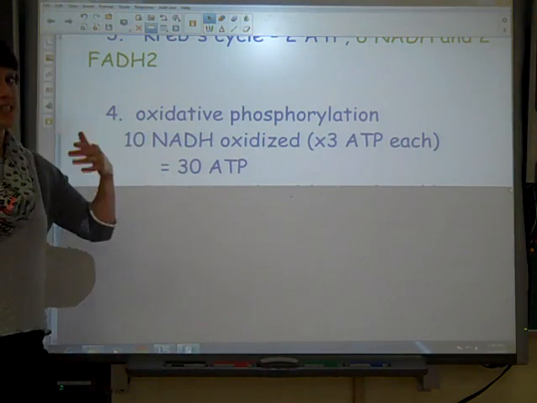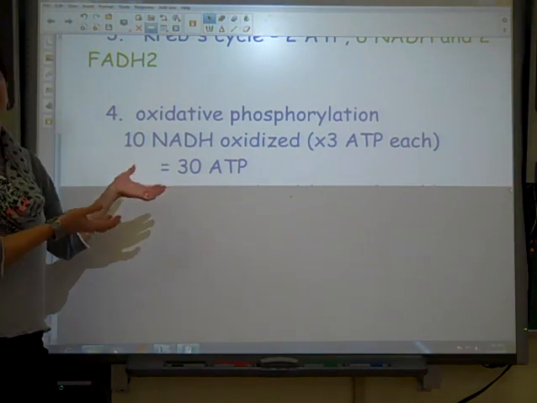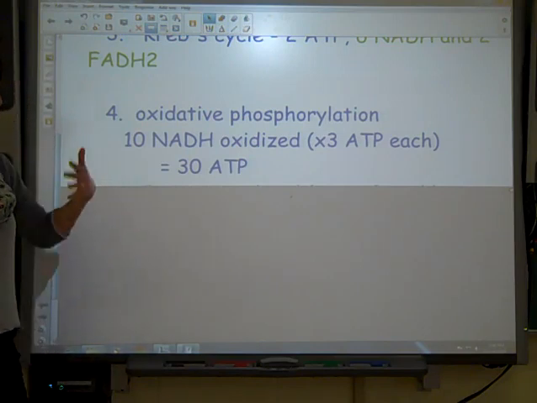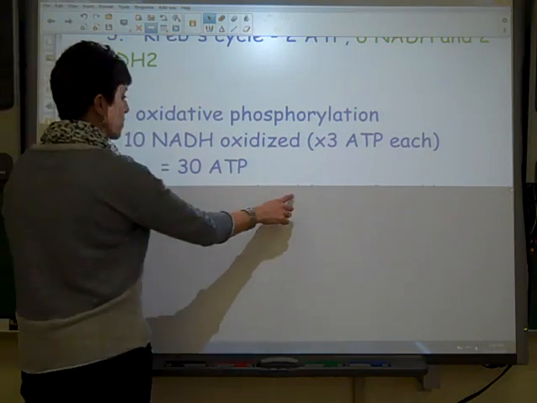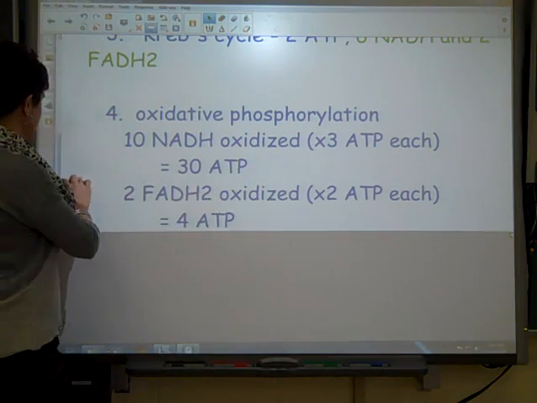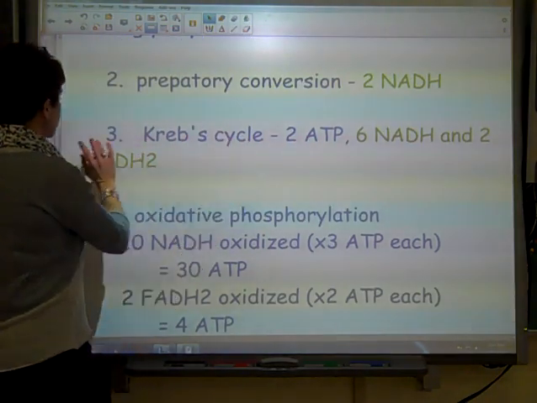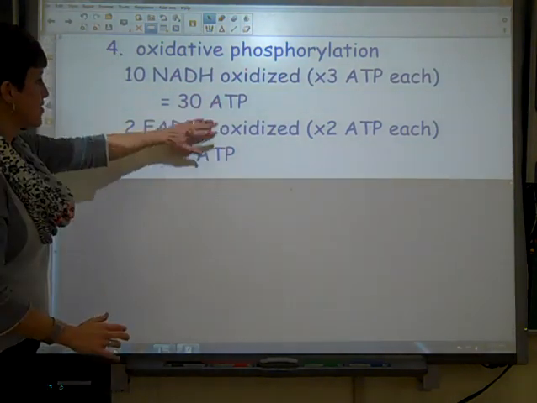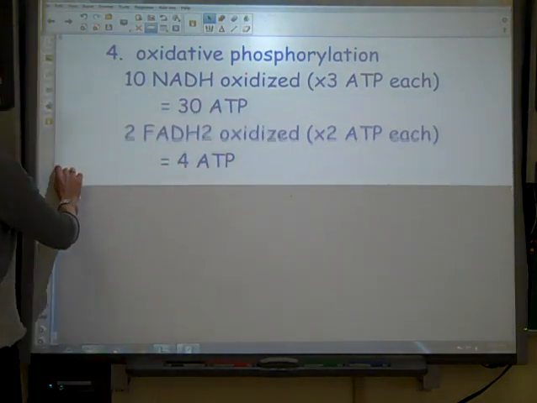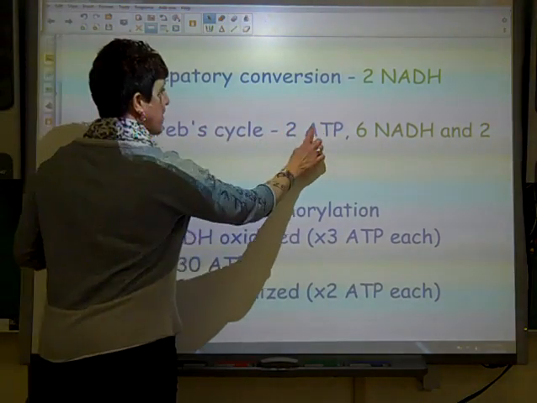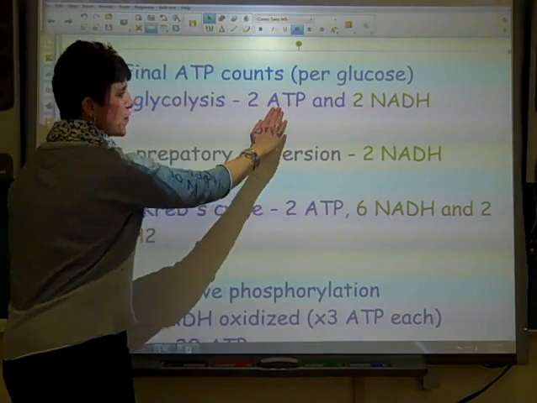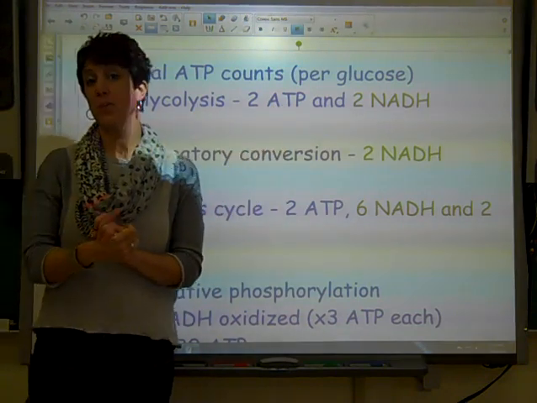Oxidative phosphorylation is giving me much more ATP. This is why it's so important that large organisms like us are able to do aerobic respiration, getting more energy out of 1 sugar. Then I had 2 FADH2s. Both came from the Krebs cycle right here. Those 2 each gives me 4 ATP. So that is 34, 35, 36, 37, 38 ATP that I could make per glucose.